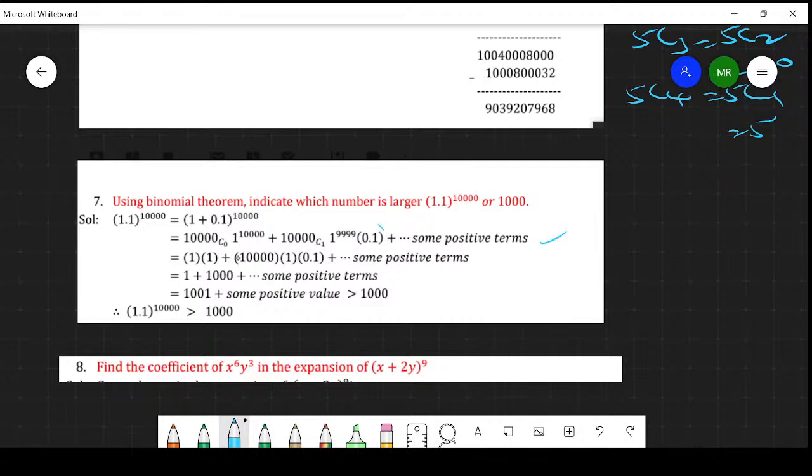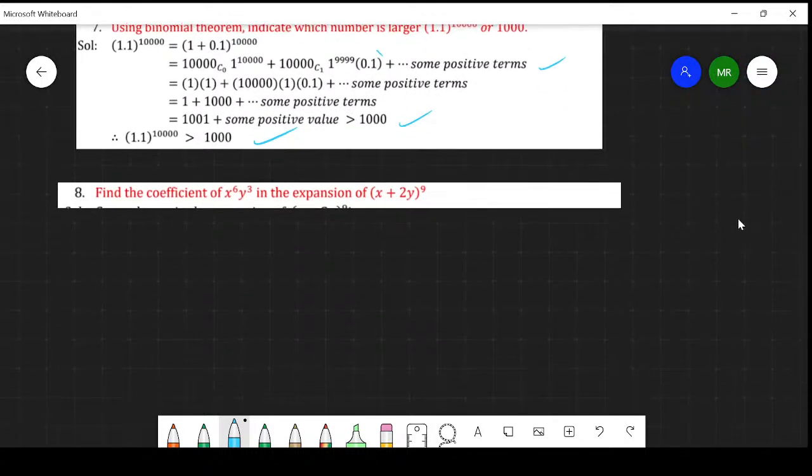So you write 10,000 C0 is 1, 1 power anything is 1. Plus 10,000 C1 is 10,000, into 0.1. 10,000 into 0.1 is 1000. So you get 1001 plus some positive terms. Clearly, 1.1 whole power 10,000 is 1001 plus some positive terms. That means this entire value is greater than 1000. So 1.1 whole power 10,000 is greater than 1000. That way I can do it the simple way.